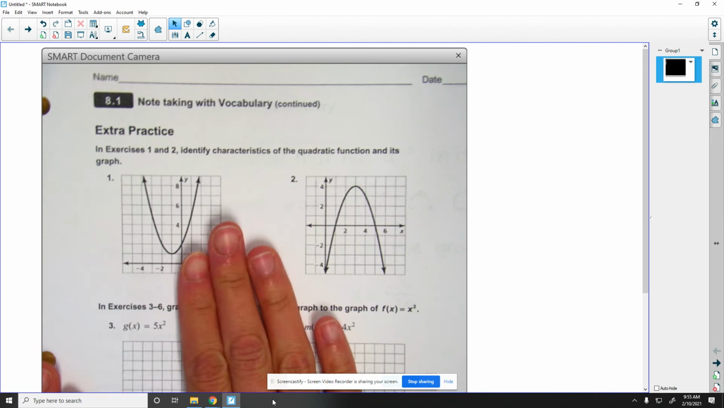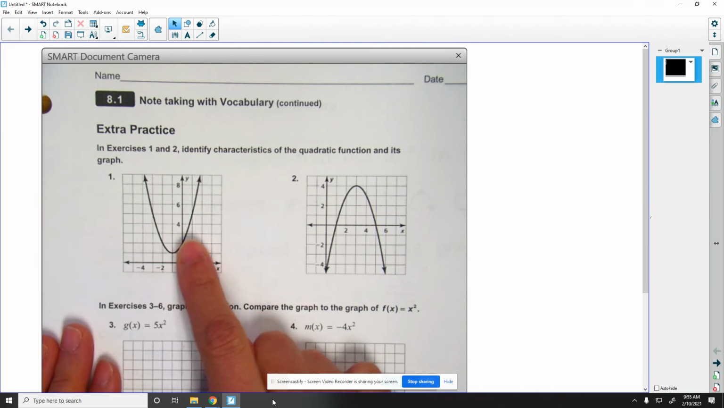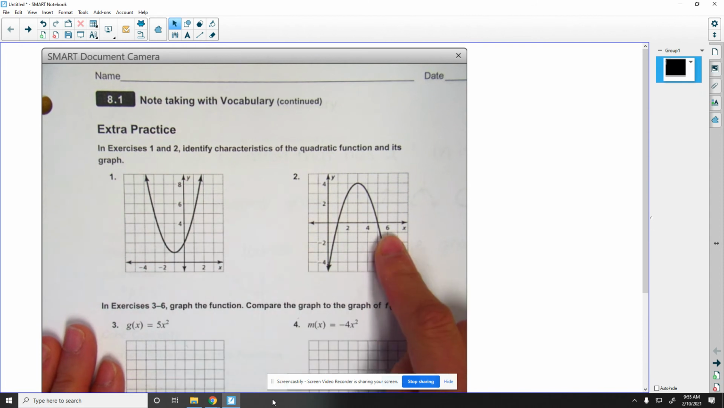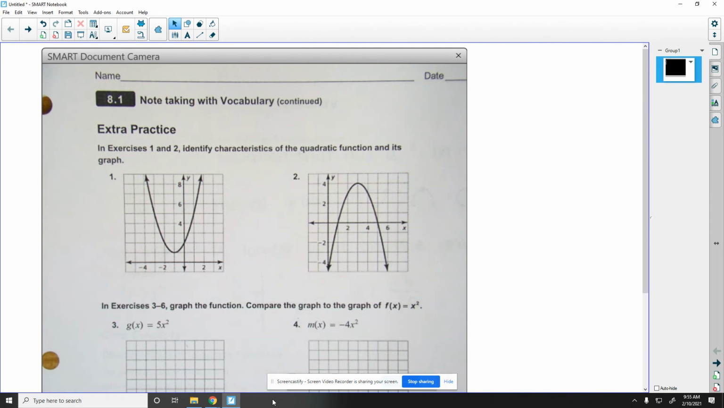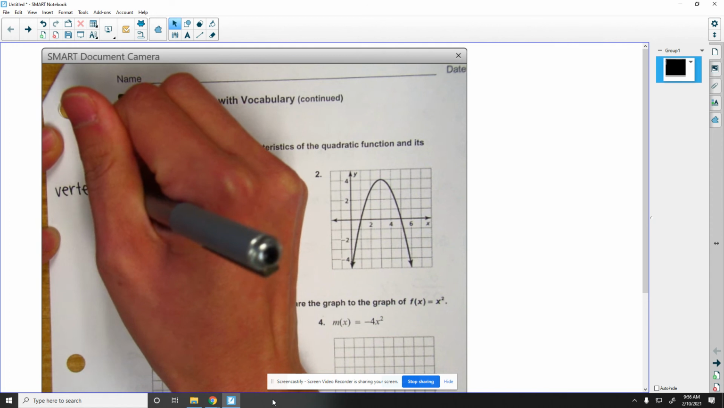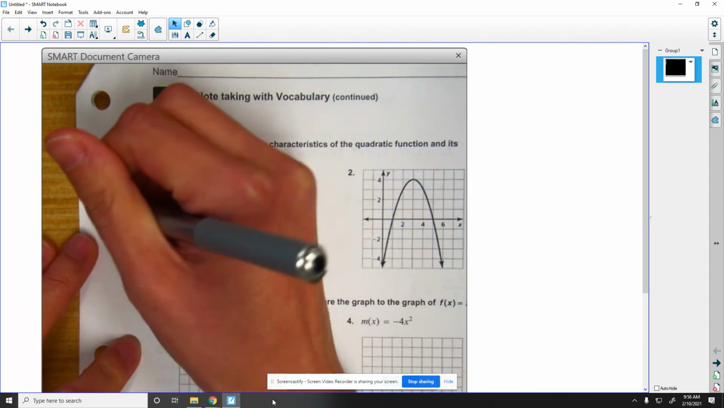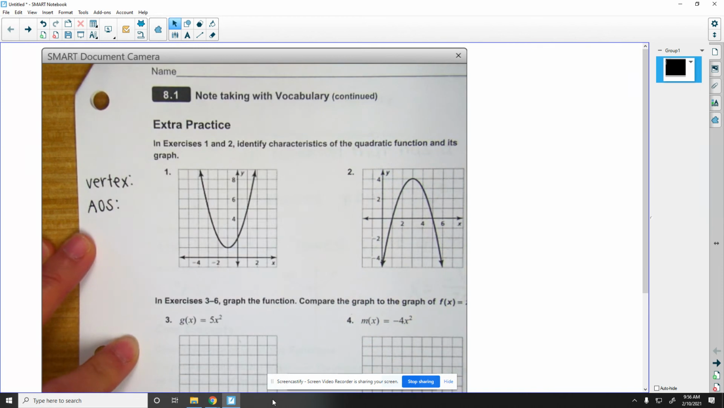Okay, so we're going to practice graphing, okay? But the first thing we're going to do before that is we're going to practice our vocab, okay? So in exercises 1 and 2, identify the characteristics of the quadratic function and its graph. So when I say characteristics, I mean, what is the vertex? So let's write this on the side because these are all questions I need to know how to do. What is the AOS? Remember, AOS means axis of symmetry.